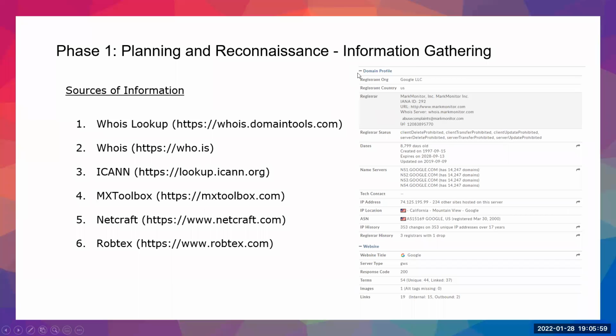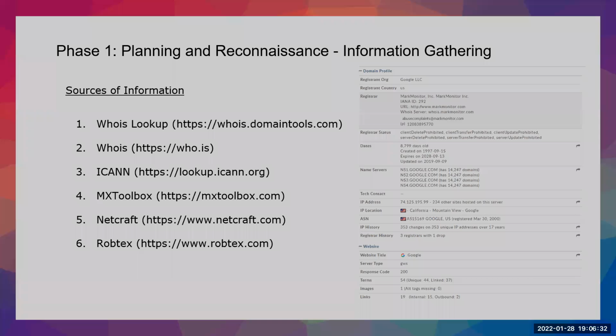Once I type in google.com, we will be able to see who registered the website, which in this case is Google. We can also find the dates it was created, the name of the servers, and the IP address, which in this case is 74.125.195.99 to the 234. And you can see the IP location, which is located in California, etc.